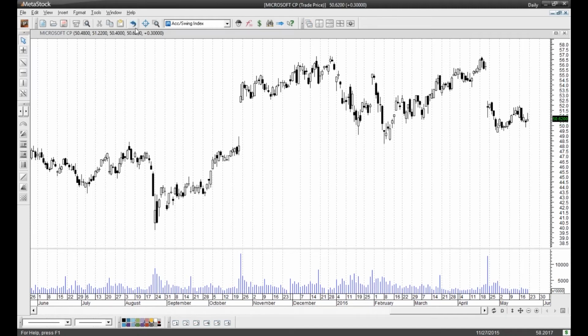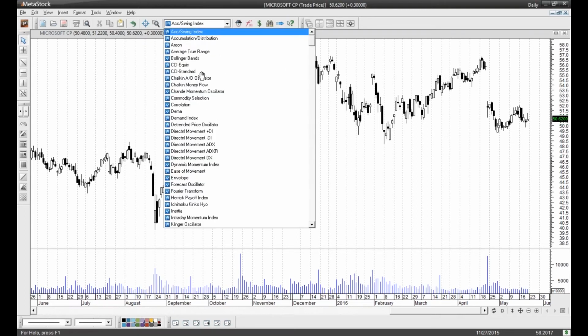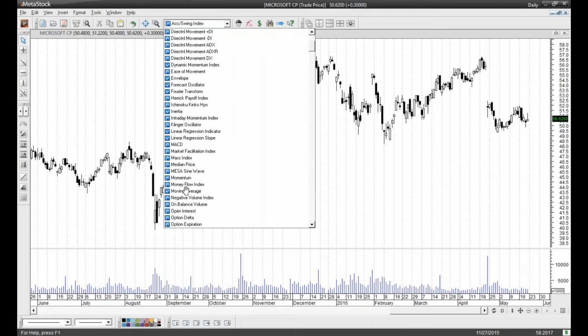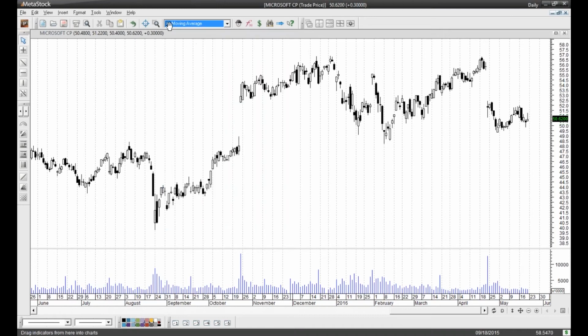Now at the top here, you have all the primary tools. You have all of your indicators in the drop-down box at the very top. So let me scroll down. Let me add an indicator. Let's take a moving average.